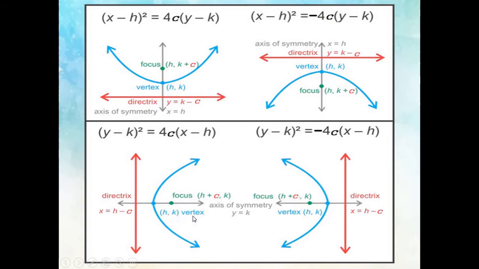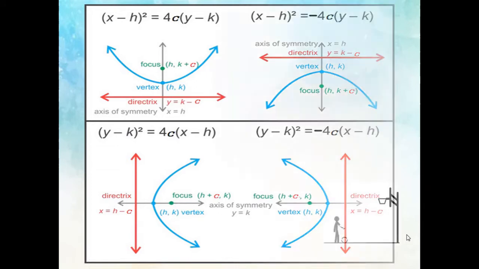Lastly, (y − k)² = −4c(x − h). The focus is (h − c, k). The axis of symmetry is y = k. The vertex is at (h, k) and the directrix is x = h + c.